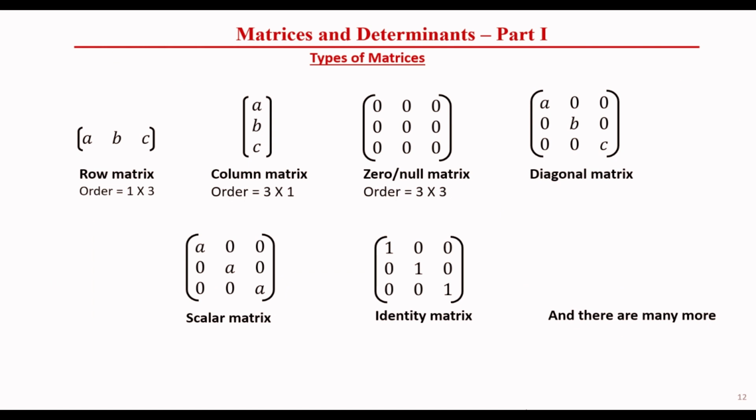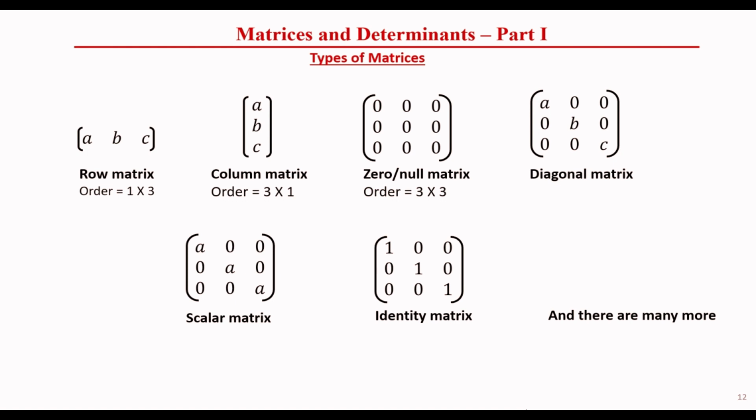Now let's see the different types of matrices. So we can have a row matrix. Its order is 1 by 3 because we have 1 row and 3 columns. Similarly, we can have column matrix, just single column, and its order is 3 by 1 because 3 rows and 1 column. We can have null matrix, right?